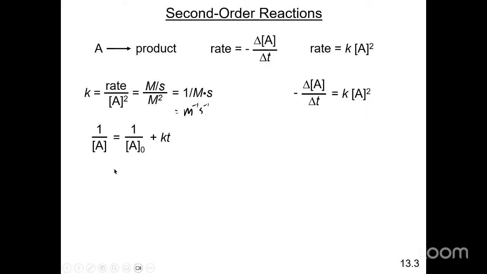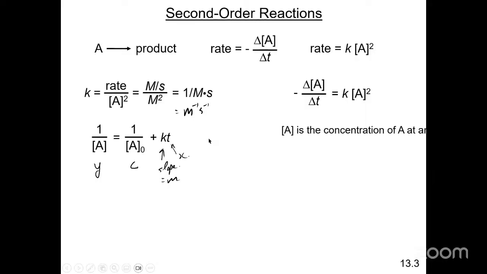Again, if you look at this carefully, you'll see that this is in the form of an equation of a straight line where 1 over A would be Y, 1 over the initial concentration of A would be the intercept, and K would be the slope, or the gradient, all right? And T would be X. So the slope is M, so that's Y is equal to C plus MX, straight line equation.